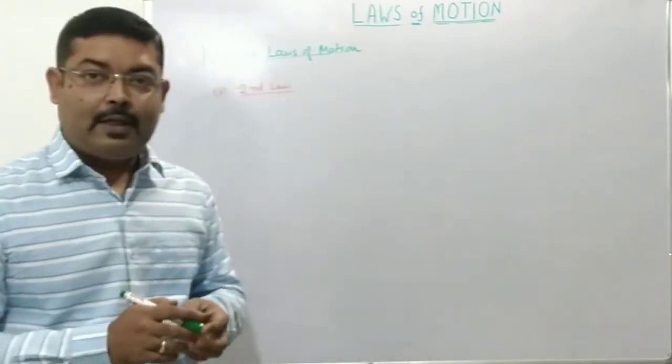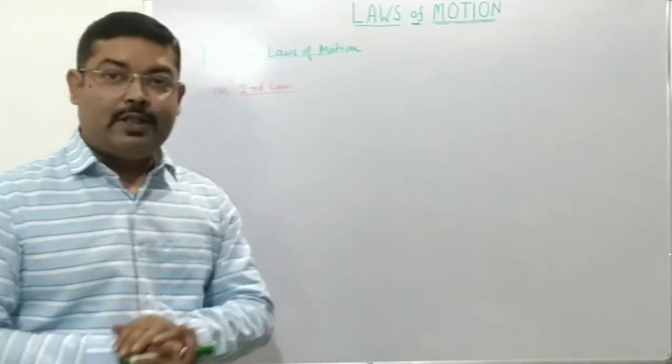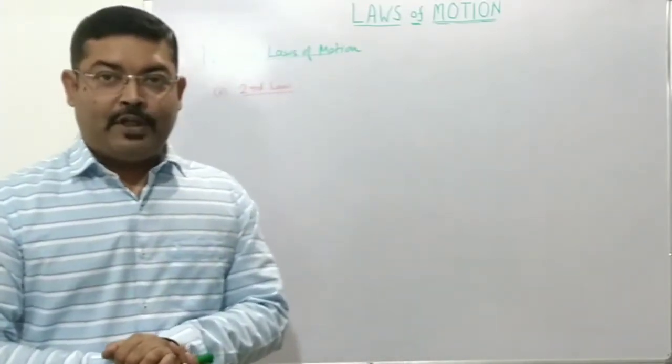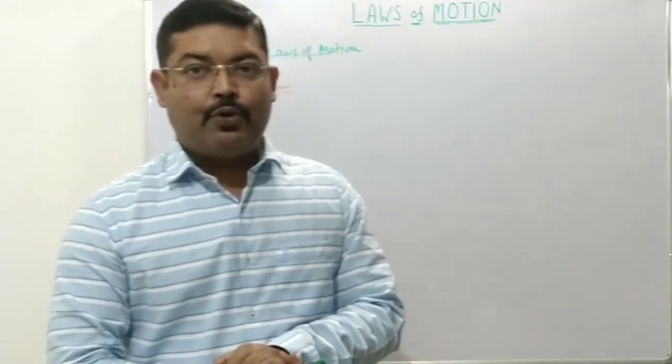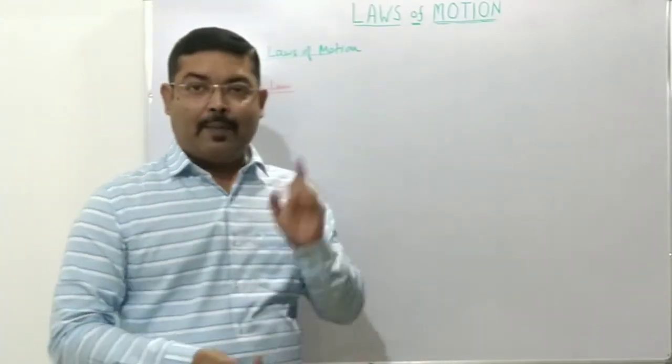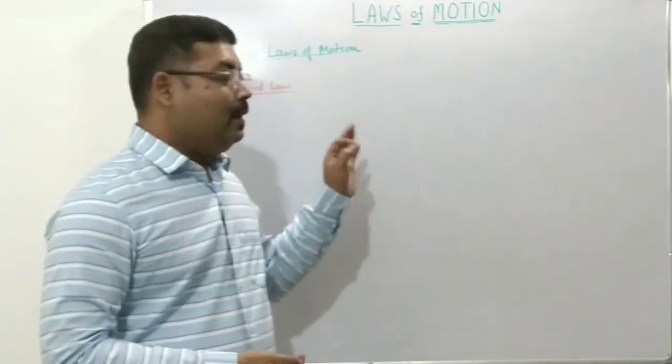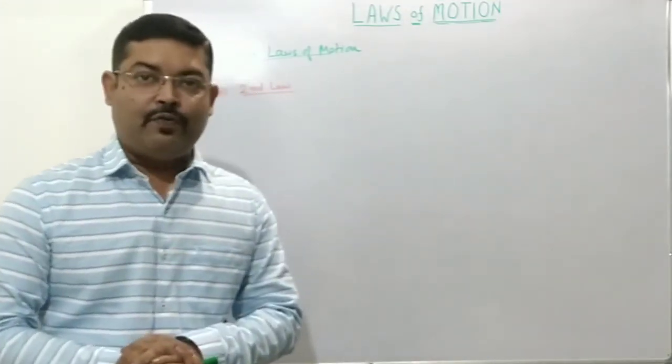The second law of motion simply states that the rate of change of momentum of an object is directly proportional to the applied unbalanced external force, and the change takes place in the direction of the force.